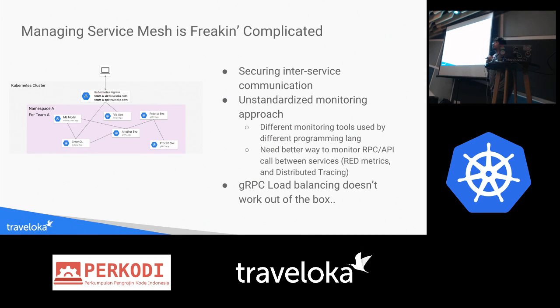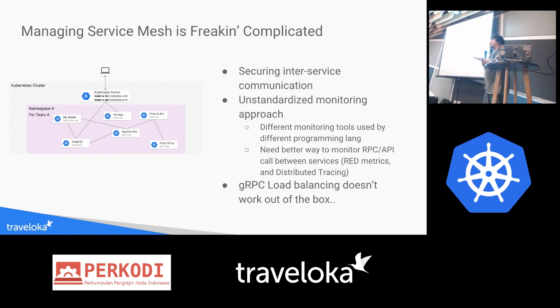Why? Because when we have services, we need to secure the inter-service communication. Usually what we did before was use something like an API key to secure the communication between the services. But when we have so many services, it doesn't work anymore. It doesn't scale. I'll tell you later how Istio solved this issue.